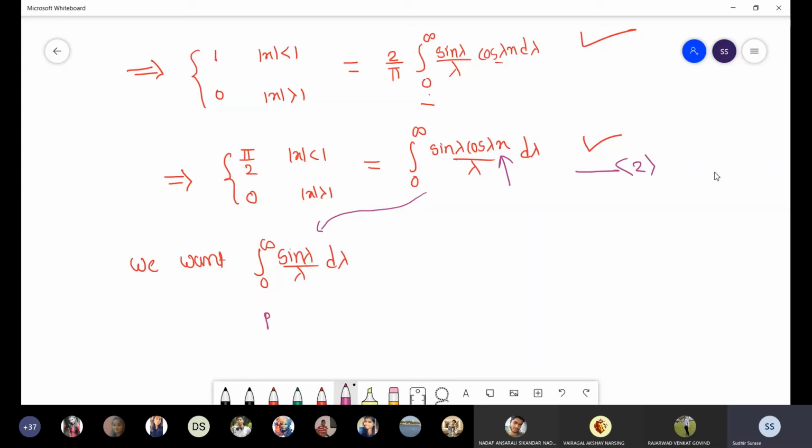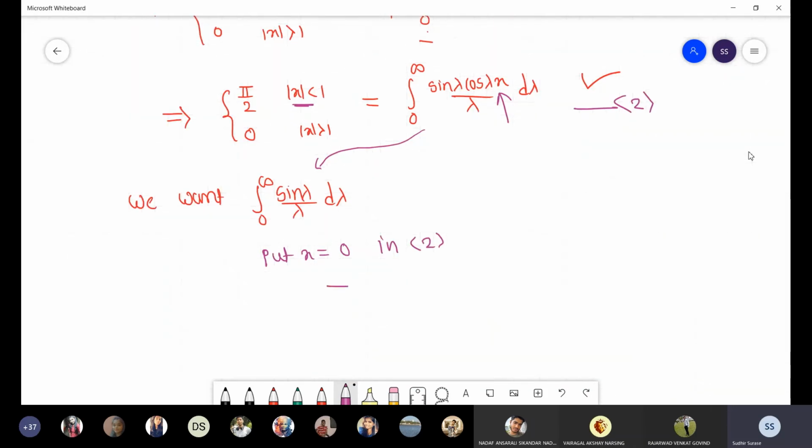So if I put x equal to 0 in equation 2 on both sides, then at the left hand side, just check in which interval that 0 lies. Here in the interval mod x less than 1, that means -1 to 1. In that interval the number 0 lies, and therefore we can say the value has to be pi by 2. So putting x equal to 0, the left hand side becomes pi by 2, equal to the right hand side integral 0 to infinity sine lambda divided by lambda, cos 0 is 1, d lambda.